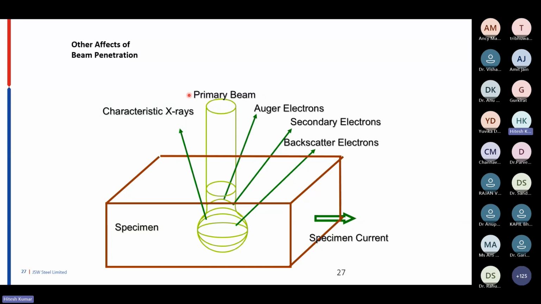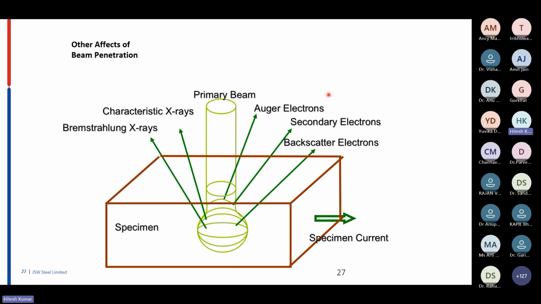Then the Auger electrons. This is also from the surface. We get information with the help of Auger electrons, but this is more sensitive to your sample surface. So for that, your sample preparation should be appropriate.